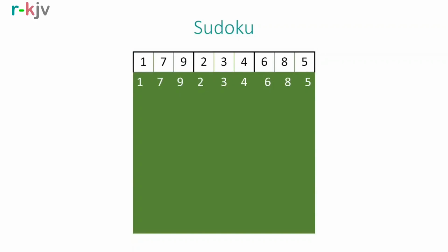1792 3468, 1792 34685, 1792 34685. Let's check. 1792 34685. That's correct.